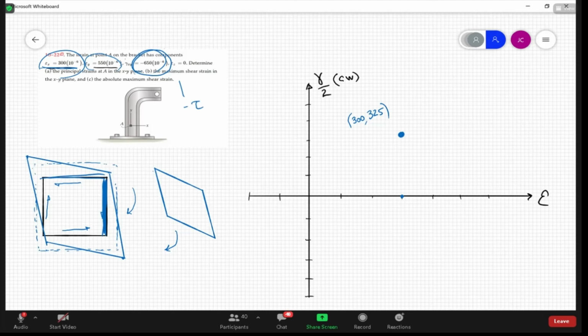Now let's do the second point. This face, I'm going to note it in purple. That has a normal strain of 550, so it's positive. So 400, 500, 550 puts us about here. And the shear strain wants to rotate this in a counterclockwise manner, so that's going to go down. Again, we divide by 2, so we go down 325. That puts us about here. So that's that face, 550, minus 325.